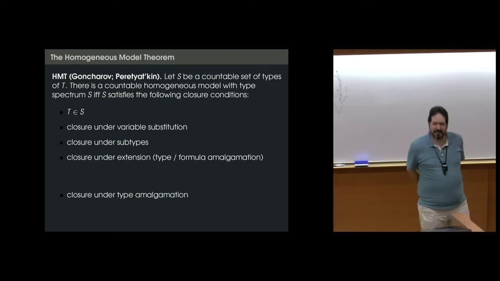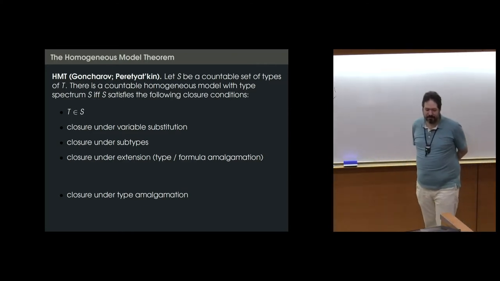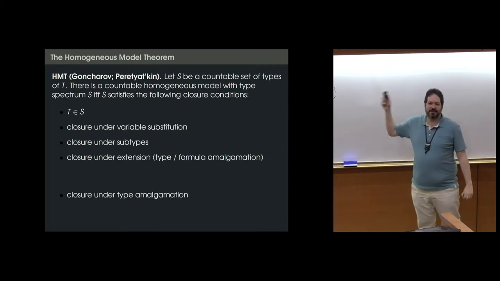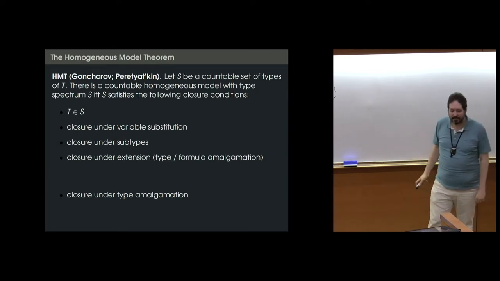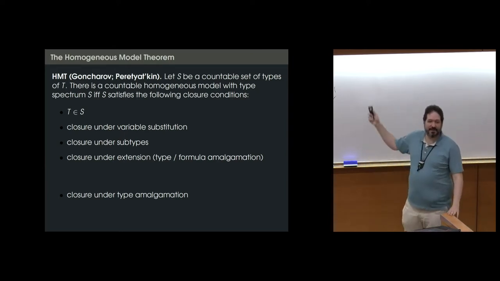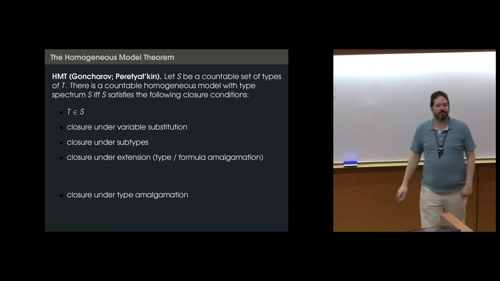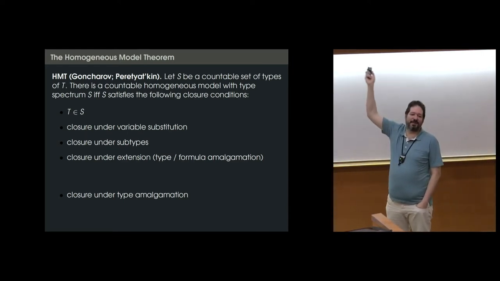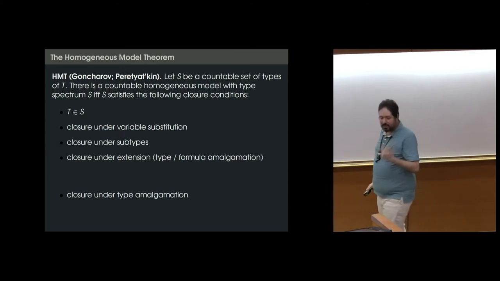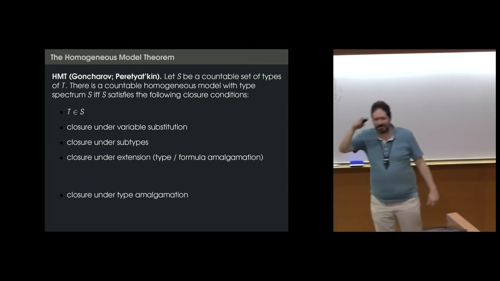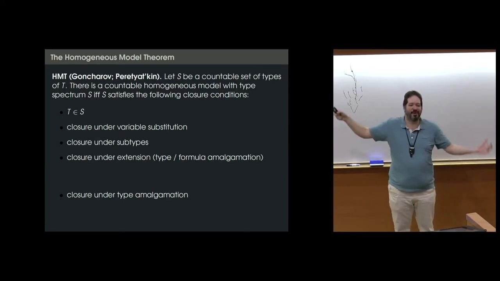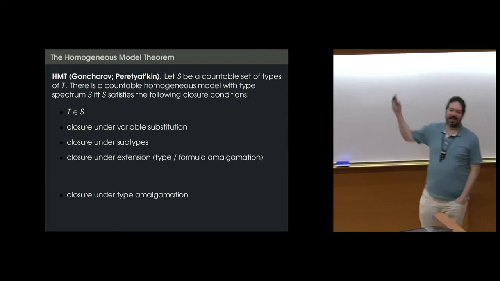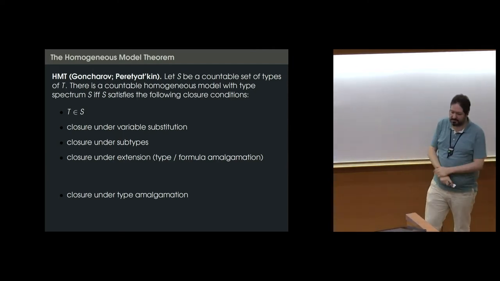So suppose you have a countable set S of types of this theory T. Then there's going to be a countable homogeneous model with the type spectrum S, where the type spectrum means these are exactly the types realized in that model, if and only if S satisfies a certain set of closure conditions. So first of all, obviously you want the zero type, the theory, to be in there. Okay. You want closure under variable substitution, right? If you have a type with x0, x1, then the type with y0, y1 should also be there, right? That's silly. Then you want closure under subtypes, of course, right? The type spectrum of a model should be closed under subtypes.